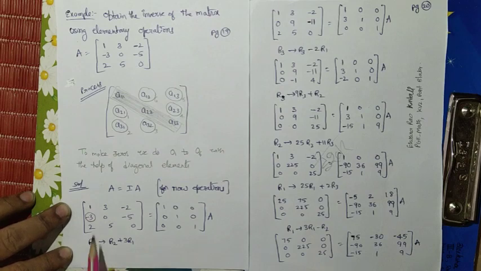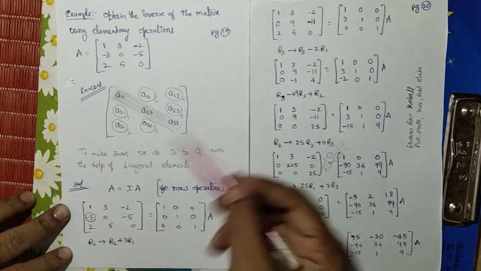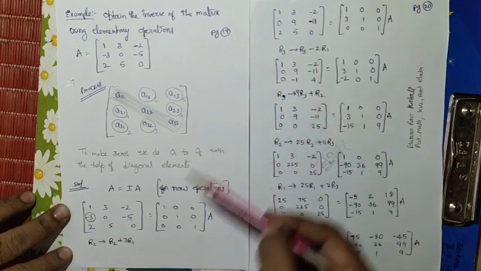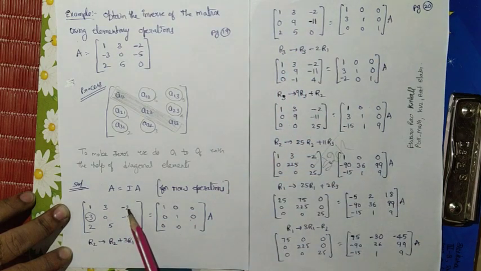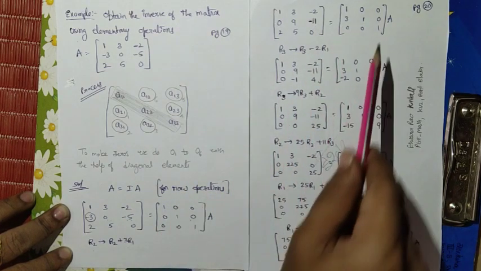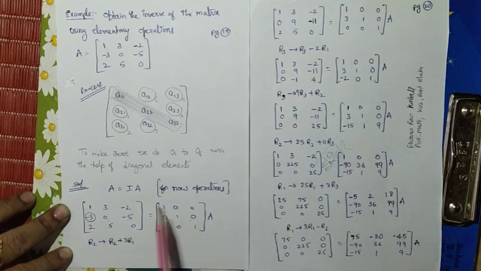Then all the row 2 elements will be affected, and these row 2 elements on the right side also will be affected by the operation. So minus 3 plus 3 is 0. 0 plus 3 3s are 9. And minus 5 plus minus 6 is minus 11. Then 0 plus 3 is 3. 1 plus 0 is 1. 0 plus 0 is 0. Then we got it now.